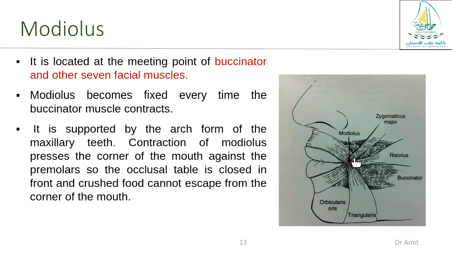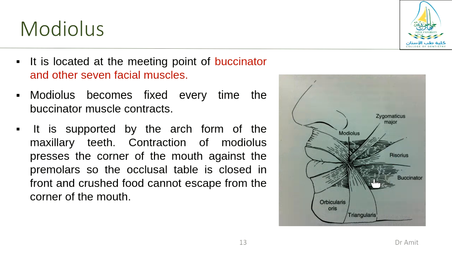Now, how is this modulus related to our complete denture? Whenever the buccinator muscle, or the cheek muscle, contracts, it fixes this modulus. So how does it help? Whenever we are drinking water, or whenever we are eating food, we always contract this modulus. Why do we contract this modulus? Because the food is present in the cheek area. So when we contract this area, the food is not going to come out of our mouth, either when we are eating or when we are drinking.